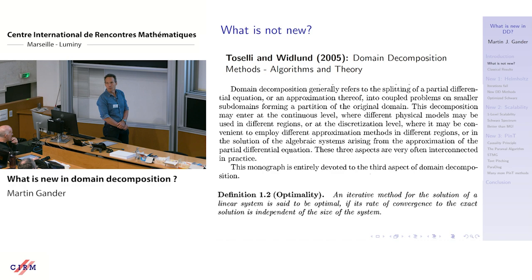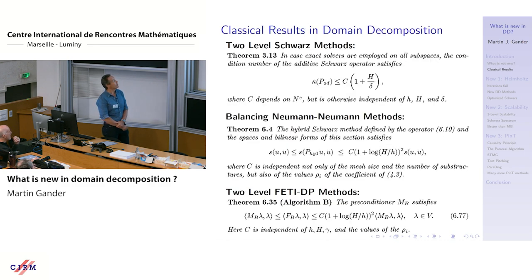So that's not new. And I'd like to give you the three main results. These are three seminal results in domain decomposition that are well established, and they basically summarize the main knowledge up to the appearance of this book. There are three types of domain decomposition methods. They're all on this slide. There are the Schwarz methods, there are the balancing Neumann-Neumann methods, and there are the two-level FETI-DP methods, if you want. And for all three, there is a theorem.